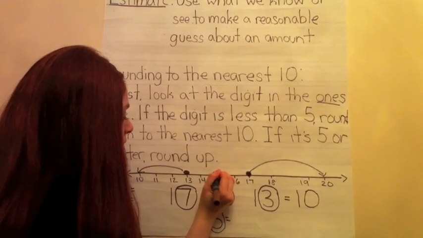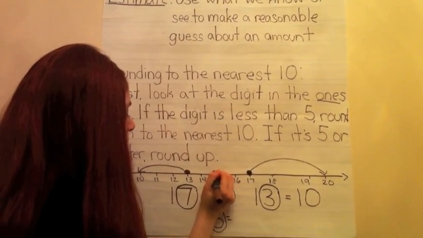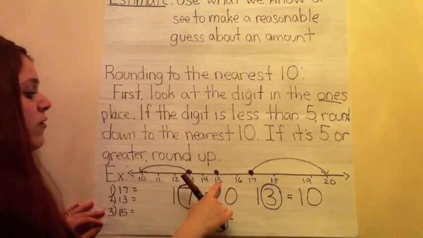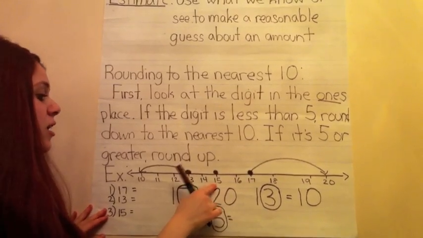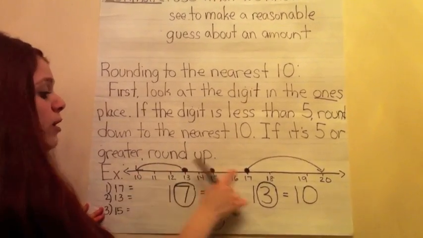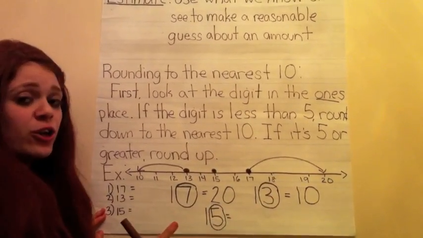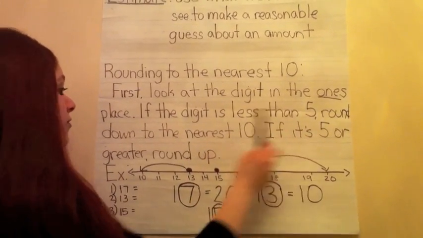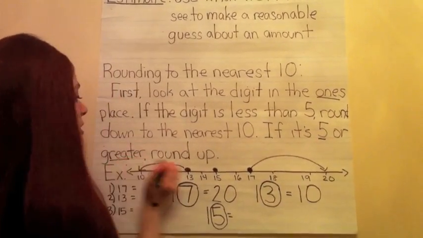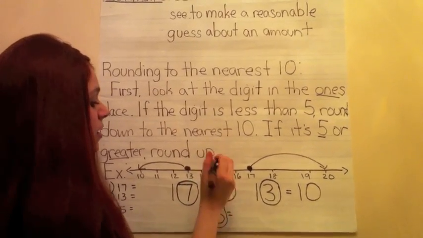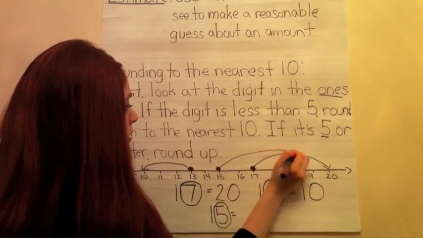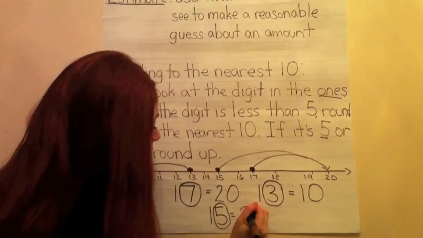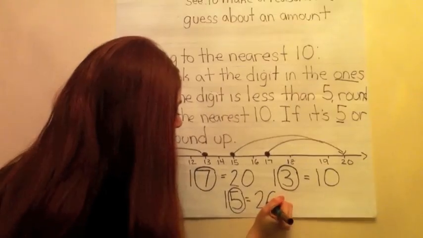Let's go to our number line and dot the number 15. Now, 15 is smack in the middle of the number line. We could either go down to 10 or we could go up to 20. But what did we learn? We learned that if the digit is 5 or greater, we round up, which means that 15 would round up to 20.